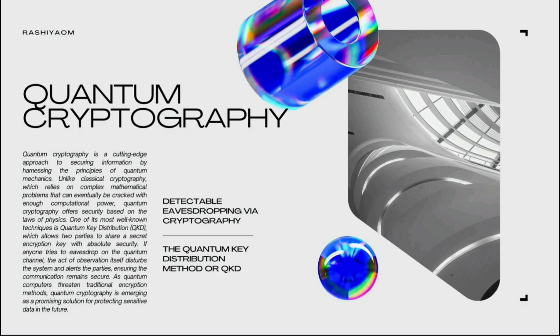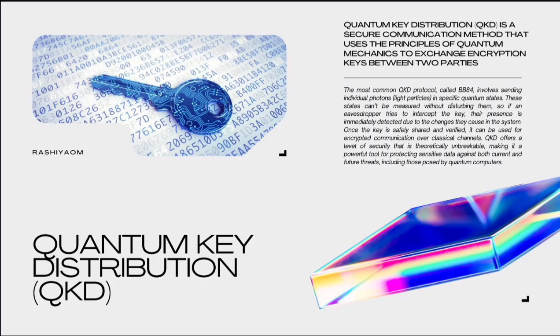Now let's discuss how the quantum key distribution in quantum cryptography works. It is a secure method of exchanging encryption keys using the principles of quantum mechanics. The most well-known QKD protocol is BB84, developed by Charles Bennett and Gilles Brassard in 1984. It works in a few steps. Number one is photon transmission. A sender sends individual photons to the receiver. Each photon is polarized randomly in one of two bases. These polarizations represent bits, zeros and ones.